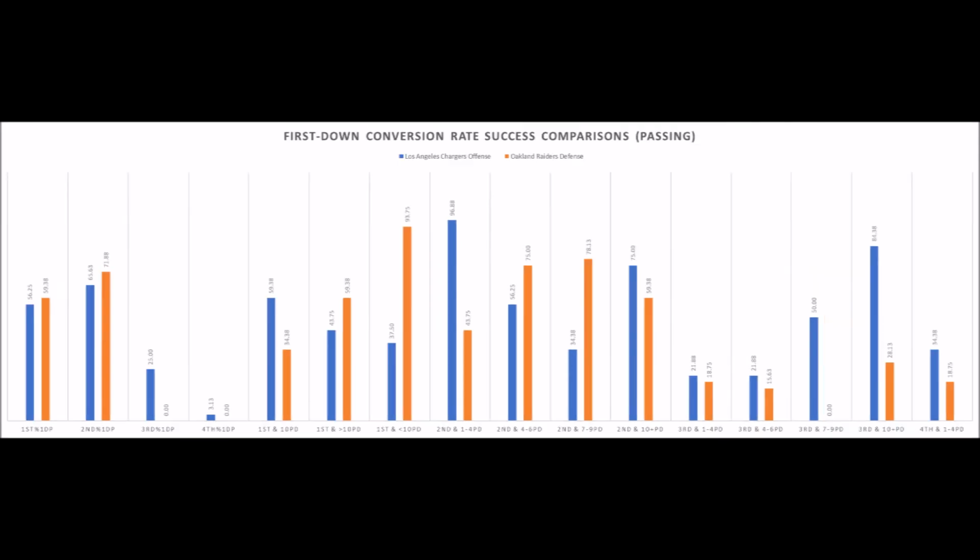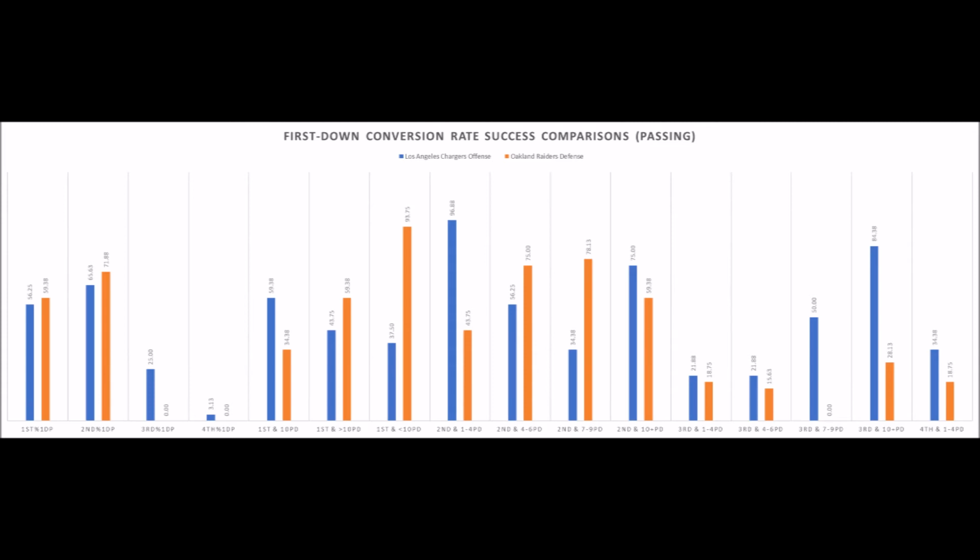And then, of course, you look at passing downs. So this is the Chargers offense versus the Raiders defense when it comes to first down conversion rate. And for the most part, the Raiders do have advantages, but not when it comes to third down. The Raiders are by far the worst defense in the NFL when it comes to first down conversion rate against the pass. So the Chargers, I think, will have success with the pass. Regardless of how well the Raiders have been playing in terms of first down and second down, I still think that in terms of third down, the Chargers will find a way to really perform well against this Raiders defense when it comes to passing downs.